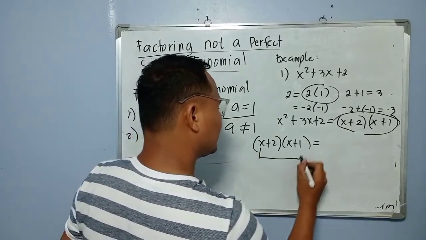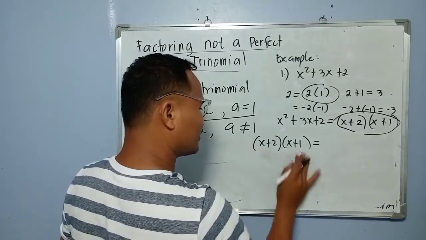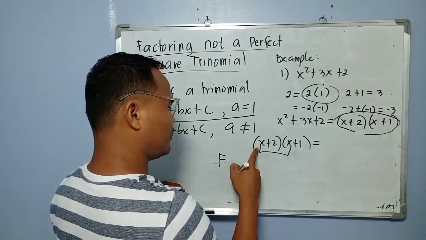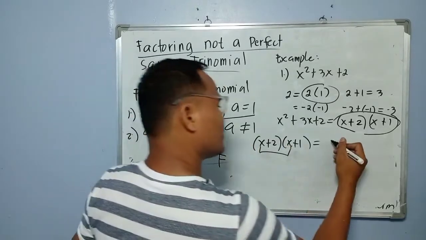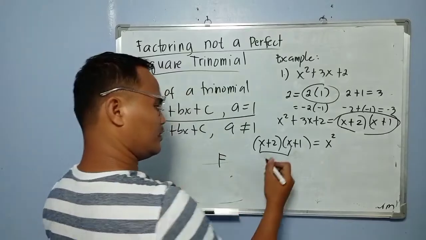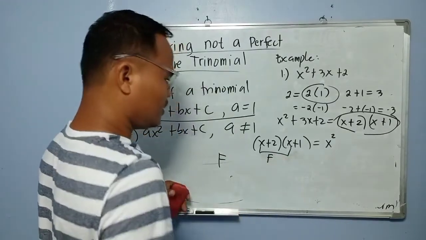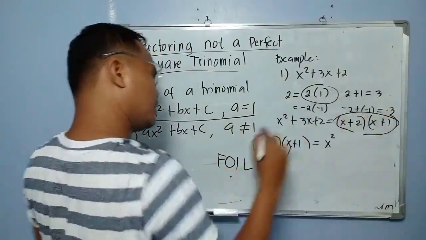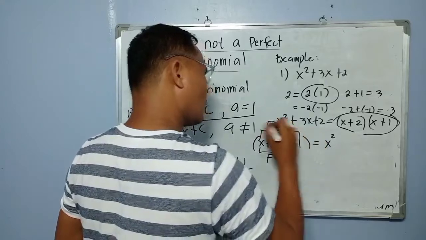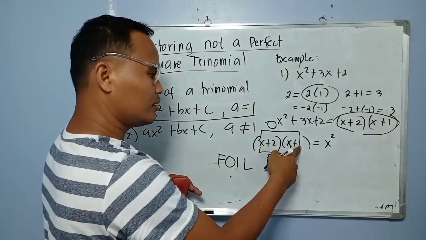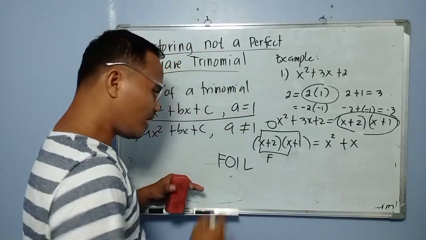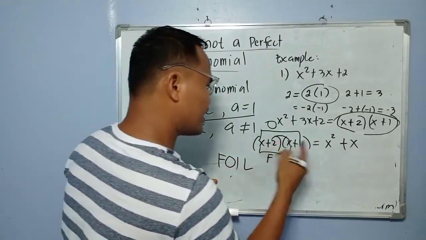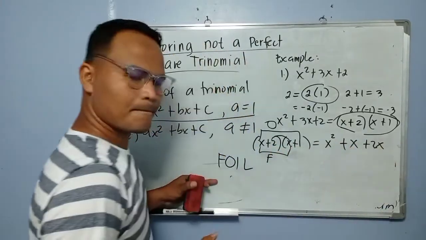Multiply the first term and the first term of the two binomials. So F, first term times the first term, that's equal to x squared. That is our first term, F. And then O, outer term. So we have here the outer term, x times 1. That is plus x. And then I, inner term. Here the inner term, 2 and x. 2 times x, positive 2x.